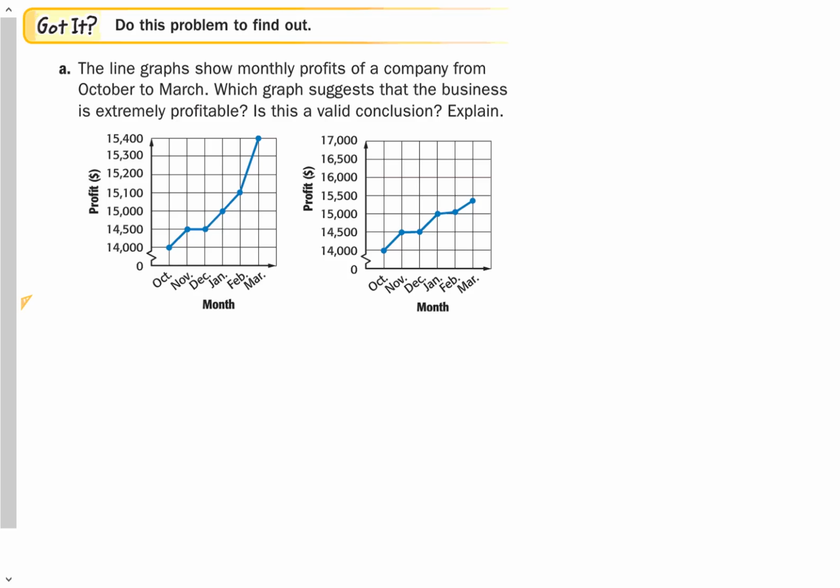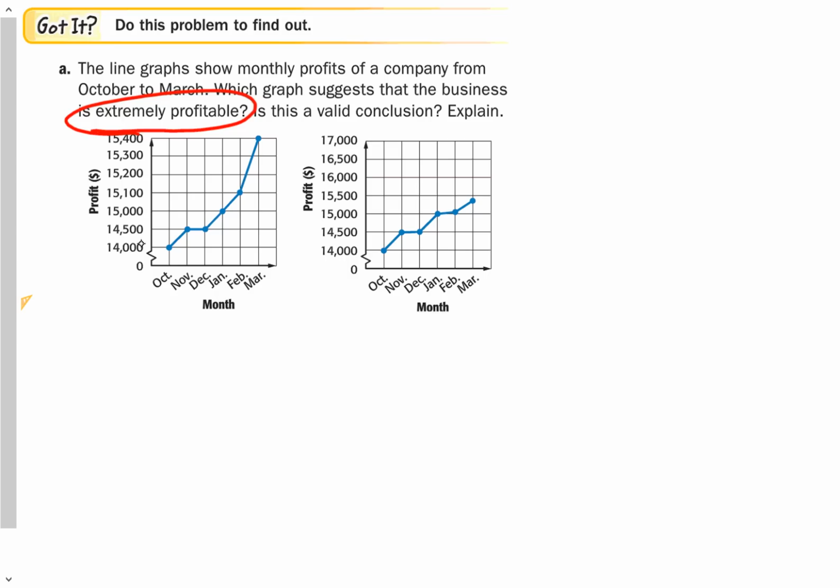And then explain. Well, if you're looking at the graphs, you want to see something that's extremely profitable. And that just basically means that they're making a lot of money. So although both graphs are showing a profit, which is just the increase, in graph A, the increase in profits is exaggerated, meaning it looks a lot bigger due to the intervals of both 500 and 100.